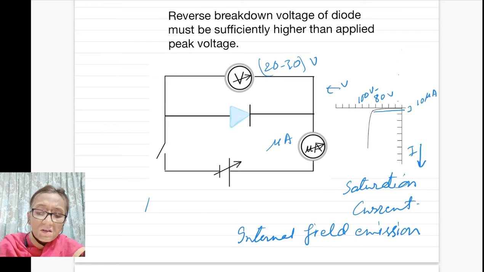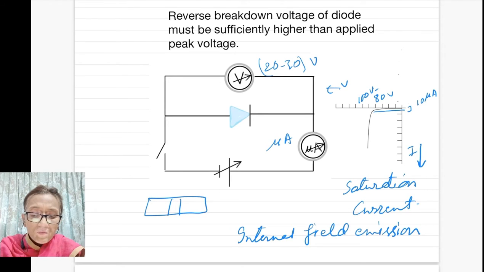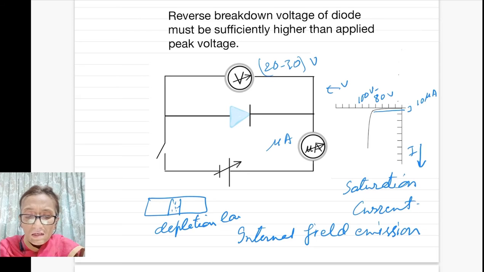So at the junction, at the PN junction, you have a depletion layer. This layer is called depletion because it is depleted, it is free from mobile charges. It does not have any mobile charges. All the charges are bound charges.